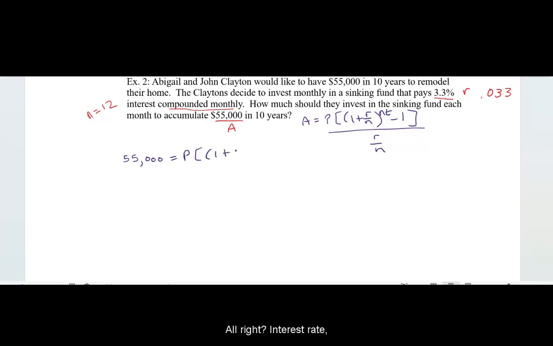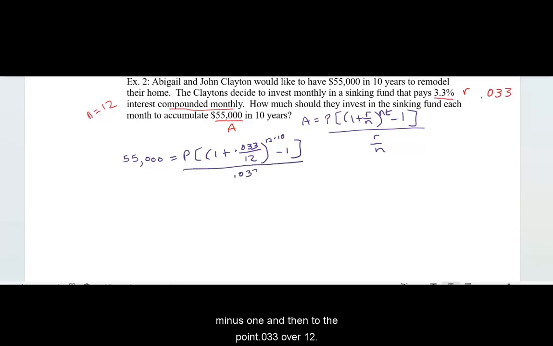All right, interest rate we said is 0.033 over 12 because it's compounded monthly. And then to the 12 times 10, because it's for 10 years, minus 1. And then over 0.033 over 12. All right. Now, this one is going to take a little bit of work because we're going to have to do some solving. I'll show you at the end how we're going to end up simplifying. Nothing has changed, though, as far as how we're simplifying the parentheses. Same as we did before. We're going to do the innermost parenthesis first, then we'll do the outermost, but we're going to wait on that one.